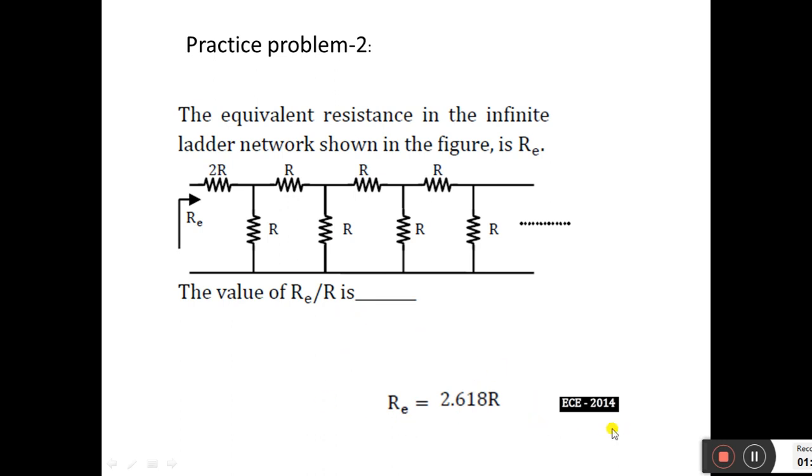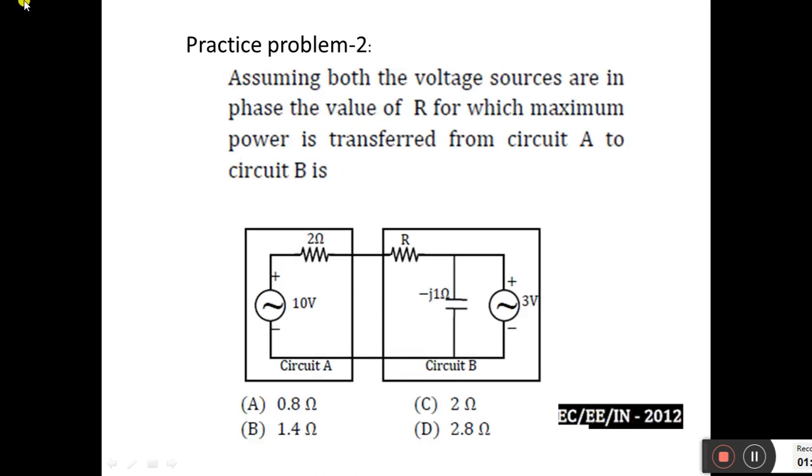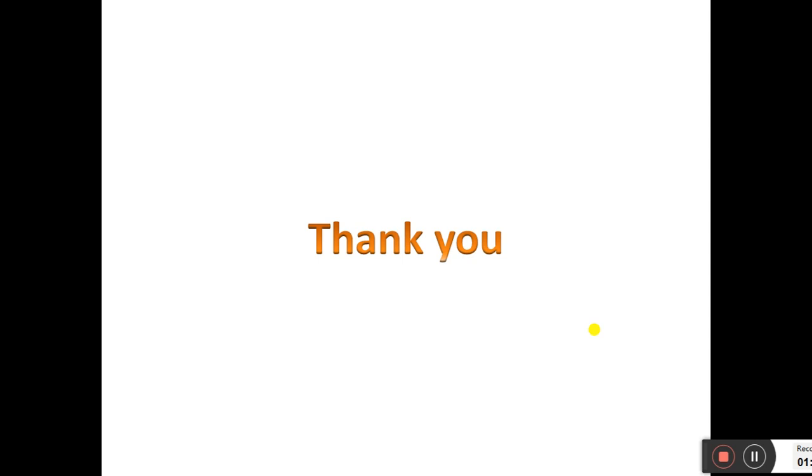Here, this question was asked in EC 2014. And this question also: assuming both voltage sources are in phase, the value of R for which maximum power is transferred from circuit A to B. It is a maximum power transfer question. The same question was asked in all the departments in the year 2012, that is EC, EE, and instrumentation also. The answer is option A, you can practice. Okay, thank you.